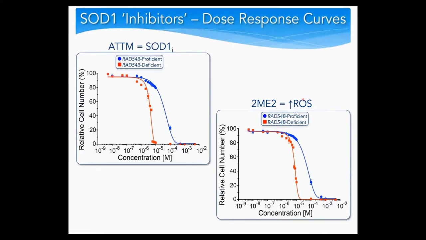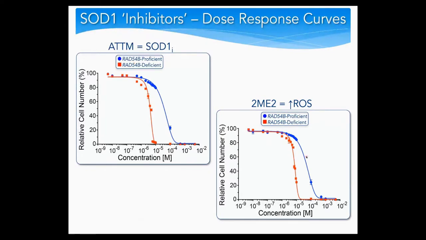2-MA2 is not a SOD1 inhibitor, but rather a general inducer of ROS. So we reasoned that these two compounds would phenocopy the siRNA-based silencing result and be more effective within the Rad54B deficient cells relative to the controls. And that indeed is the case.